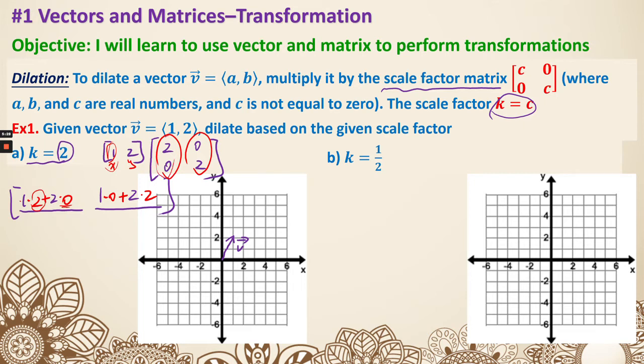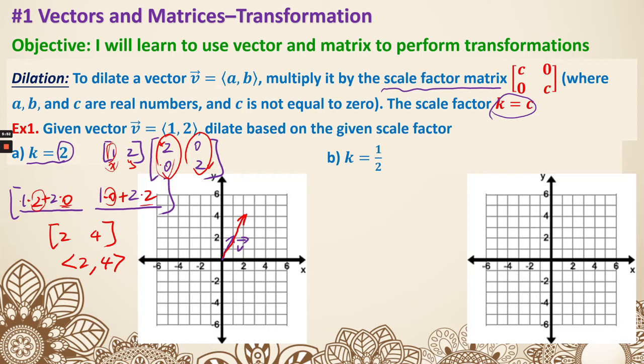That's why the first column is going to be 2, 0, because this position is going to be affecting that x. And this position is going to be affecting that y in the second position. That is why it's going to be 0, 2. And then we are going to get a 2, 4, which we can write as a vector, pointy bracket, 2, 4. So let's draw it.